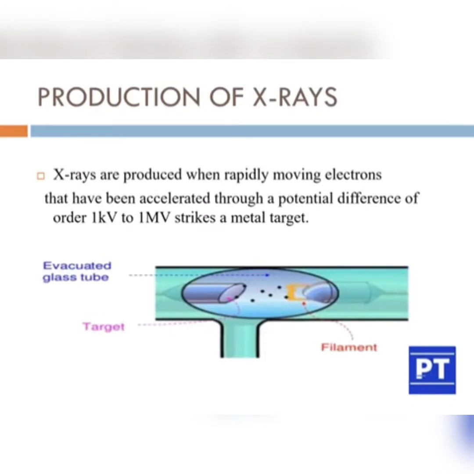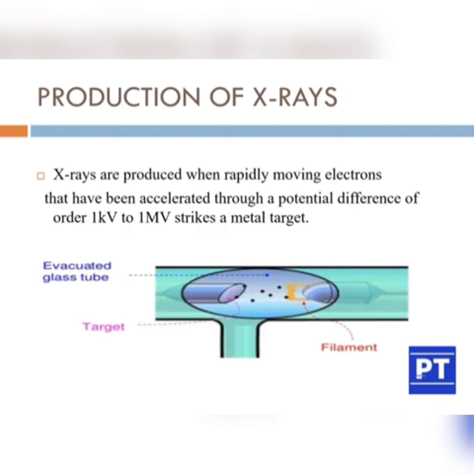Production of X-rays. X-rays are produced when rapidly moving electrons that have been accelerated through a potential difference of order 1 kV to 1 MV strike a metal target. The metal target is tungsten. From this figure you can see the filament. The filament is the cathode, in an evacuated glass tube, and here you can see the anode as the target.